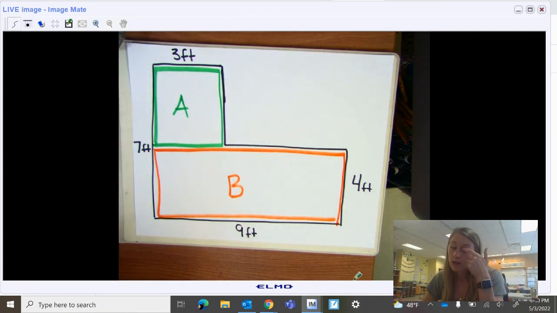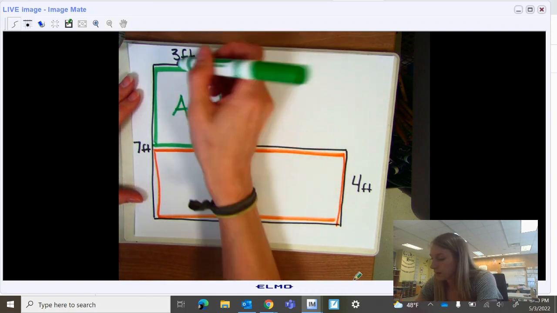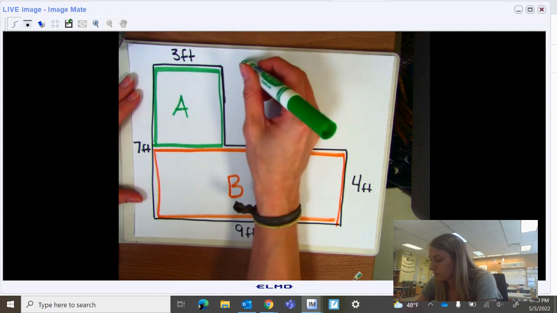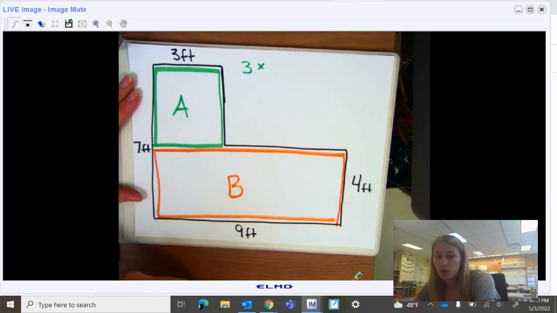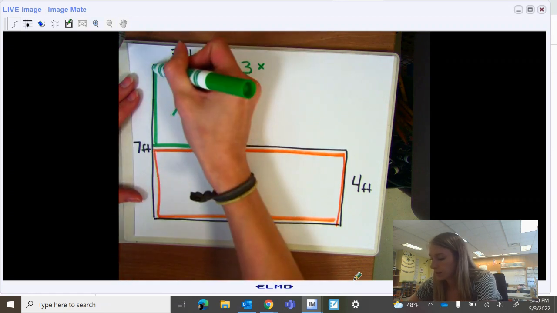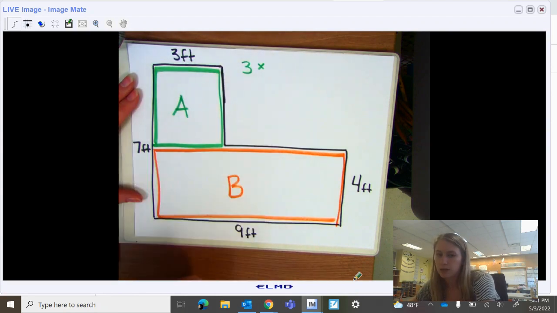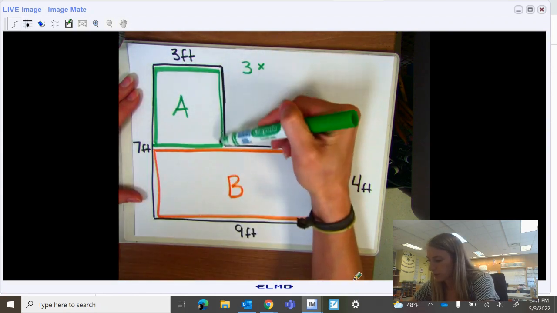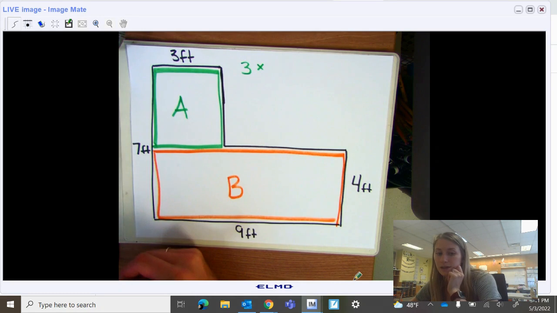Now, step 2 says I need to find the length and the base of each of them. So when I'm looking at my green one, I see that I have 3, right? 3 is my base times, now this is where it gets tricky, because I'm shown that it's 7 feet here, but that's more than just my green length. I need to find out what my green length is, or my height. How do I do that?